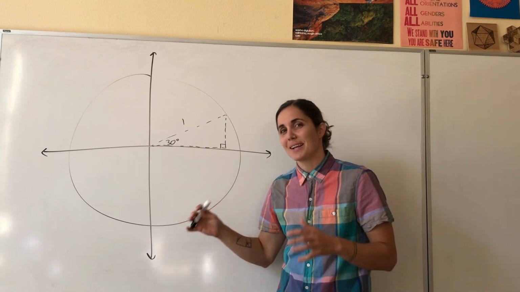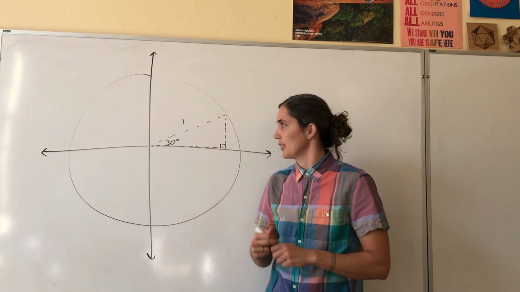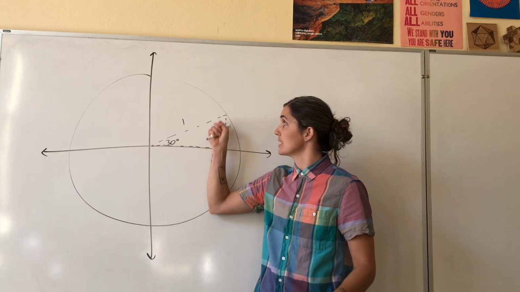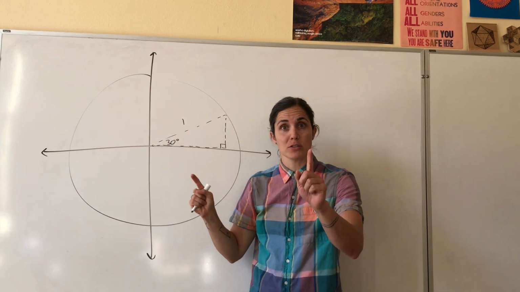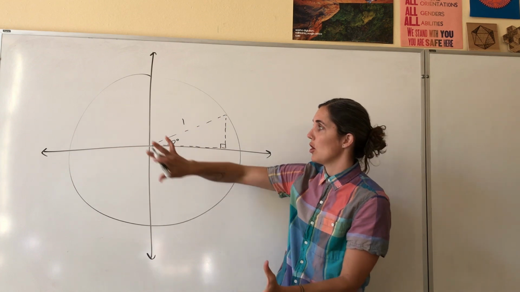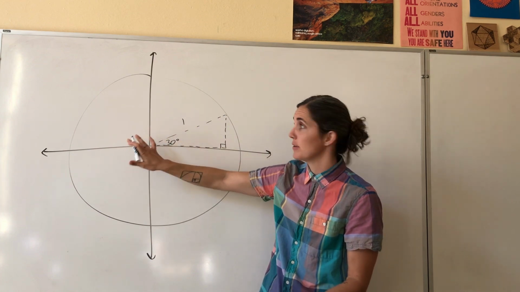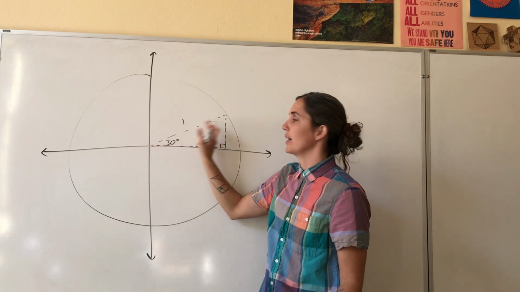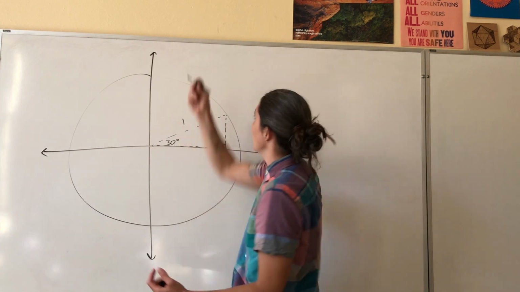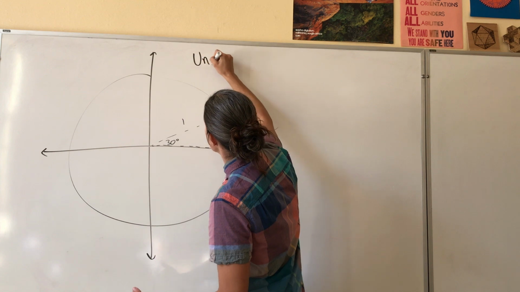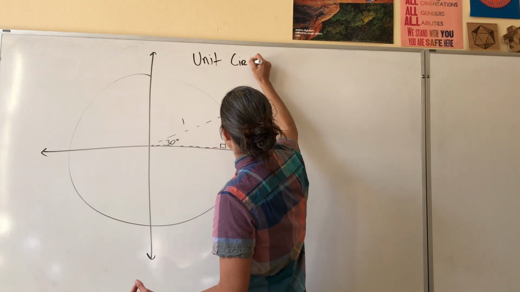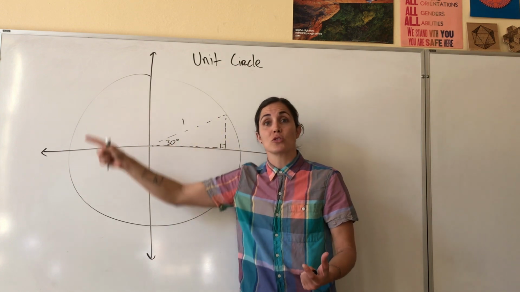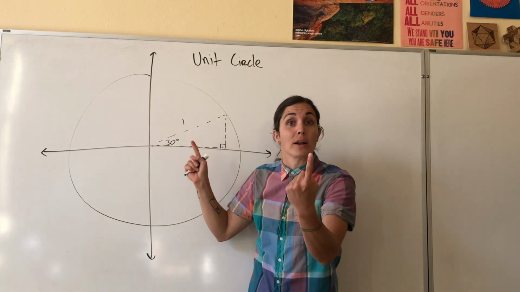All right, this might start to look a little bit familiar, but what I've done is I've taken our 30, 60, 90 triangle with a hypotenuse of 1, and I have put it onto the graph. And I have this graph here where it's a circle with a radius of 1. And that's right, it is the unit circle. It's called a unit circle because the radius for the whole circle is a unit of 1.